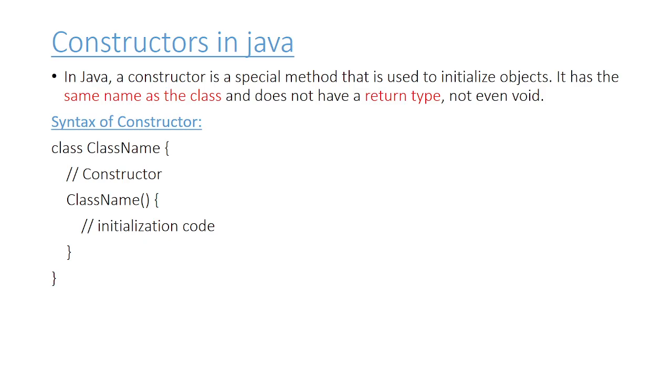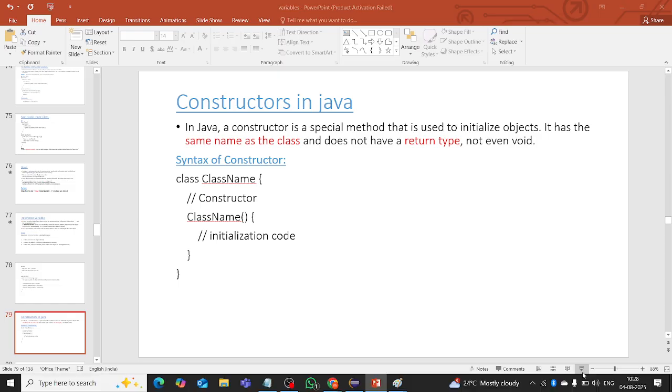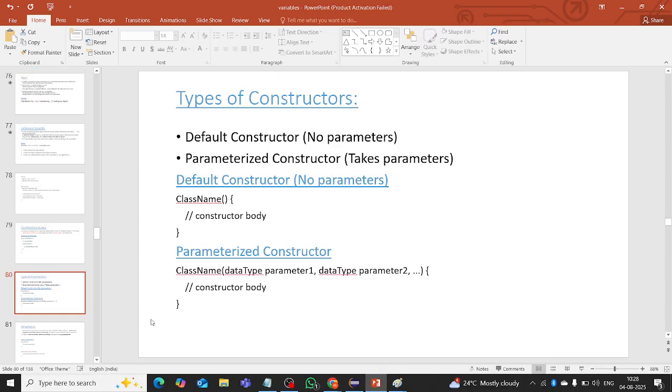Generally, a method contains a return type: void, integer, string. These are all return types. Void is also a return type, right? Even void we didn't declare. So the syntax of the constructor: class name, open braces, close braces, class name, initialization code. It is called the zero-parameter constructor. Now we have different types of constructor. Let me explain this one.